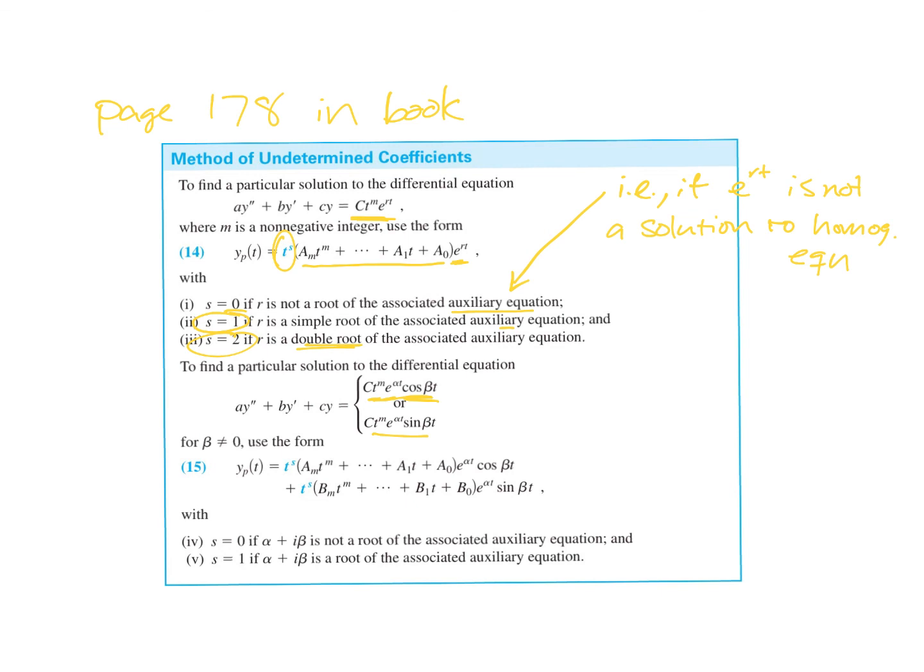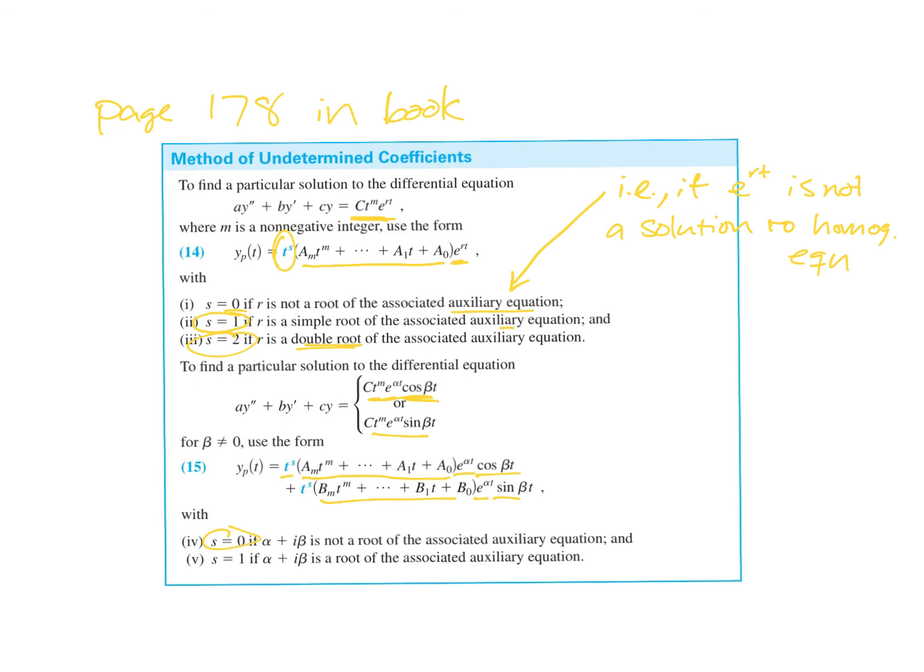If you're not a root of the auxiliary equation, then you don't even have to worry about the t to the s. s is going to be 0. You can just ignore that. And you can just put your polynomial and your exponential and your cosine, plus the same thing with a polynomial, an exponential, and a sine.